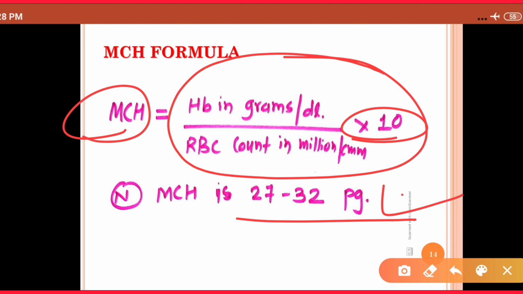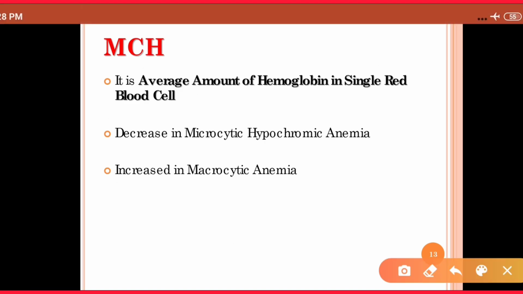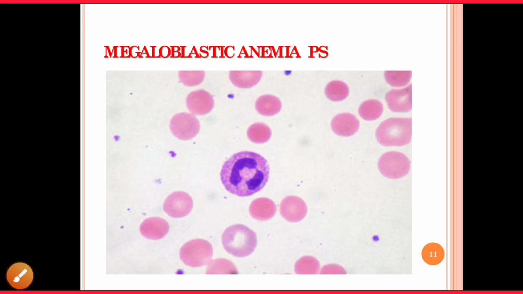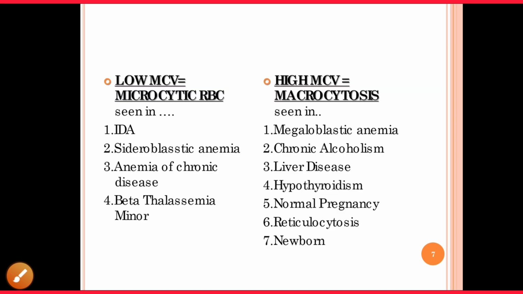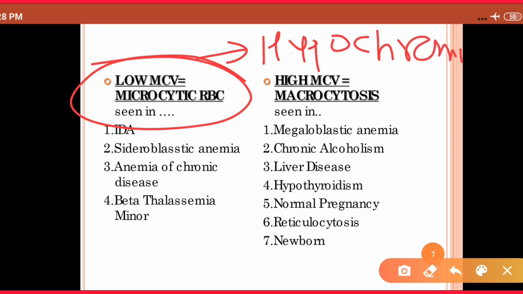So if your MCH is less than 27, then it is called hypochromic RBC, and if it is greater than 32, then it is called hyperchromic RBC, right? The causes for hypochromic anemia are the same as those of microcytic hypochromic anemia. These four causes similarly apply for hypochromic RBC as well. Right? So in these four conditions you will have the microcytic hypochromic RBC.